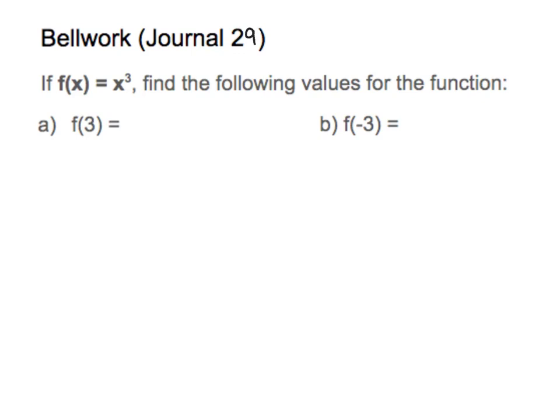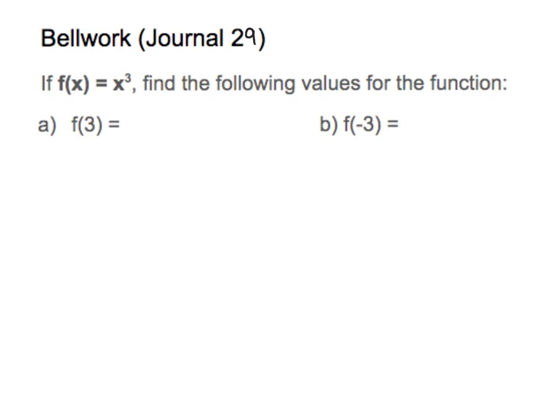Okay, so in this journal here, we're going to be first figuring out what happens if I give you a function. So f of x is another way we can write y, where x is an input and y is the output, or f of x is the output. So the function here is x to the third power, x cubed, and it says find the following values for the function. So here, what it says is, what is the function if you plug in 3? So what is f of 3?